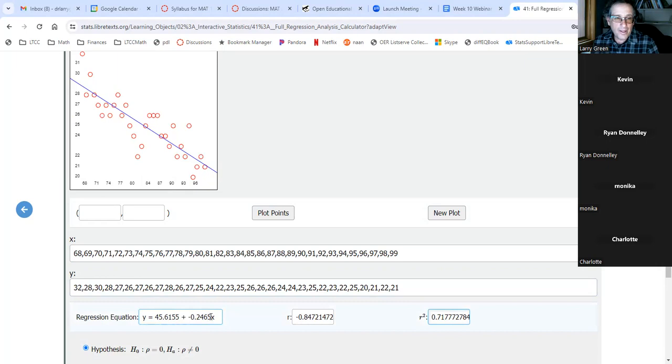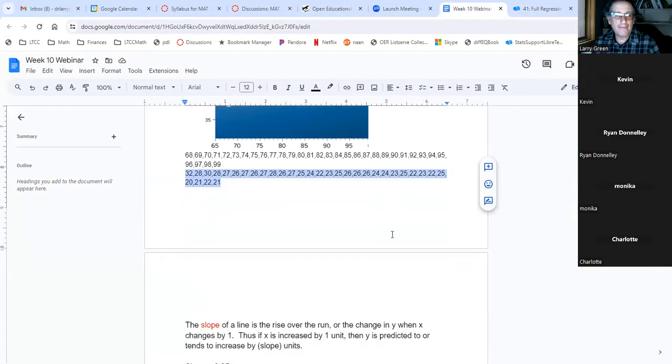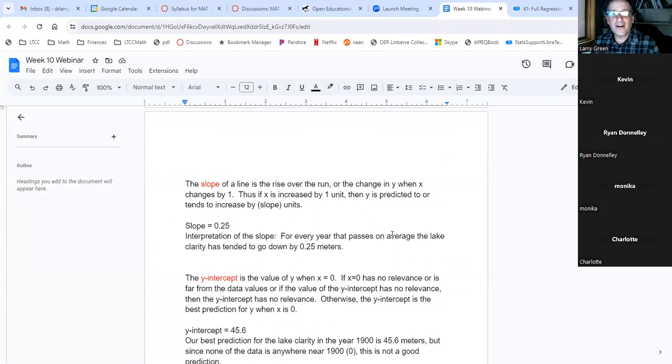So the number next to the x in this case is negative 0.2465. That is the slope of this line. And the number that's not in front of the x is about 45.6. And that's the y-intercept. Any questions on that so far? Okay, so now that we have that, we can start interpreting it.